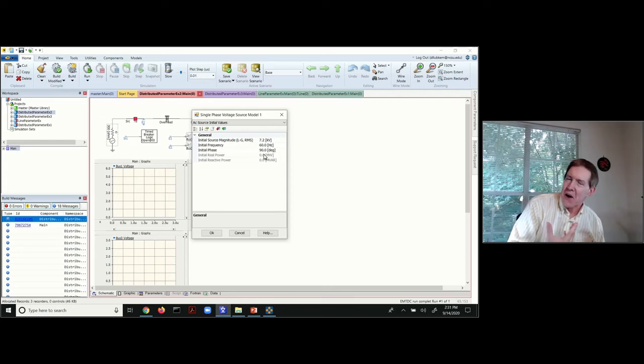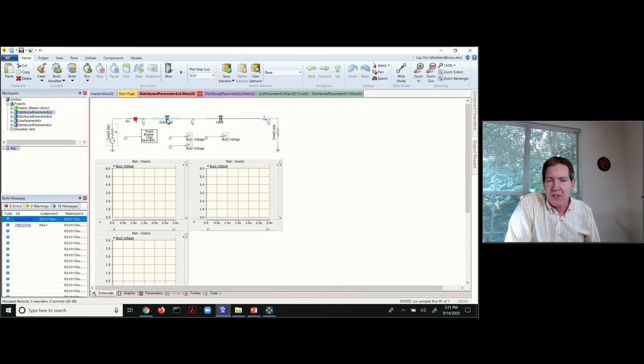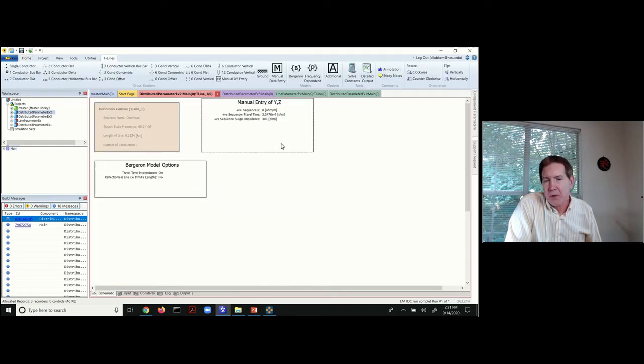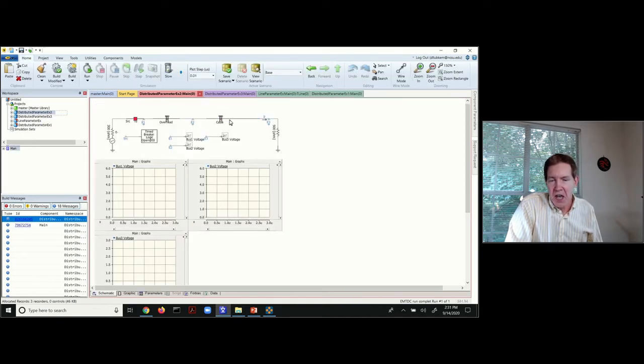And so this is actually how it would happen in practice. If you think about what happens in microseconds, we don't move off that peak very much. So it's almost like we're putting in a DC value in a way. This just gives us a little bit more accuracy, I guess. So anyway, as far as the overhead model, this is similar to what we did before, where if you use the Bergeron model, then we can enter in the surge impedance. We can also have the travel time loaded in here. Do the same for the cable.